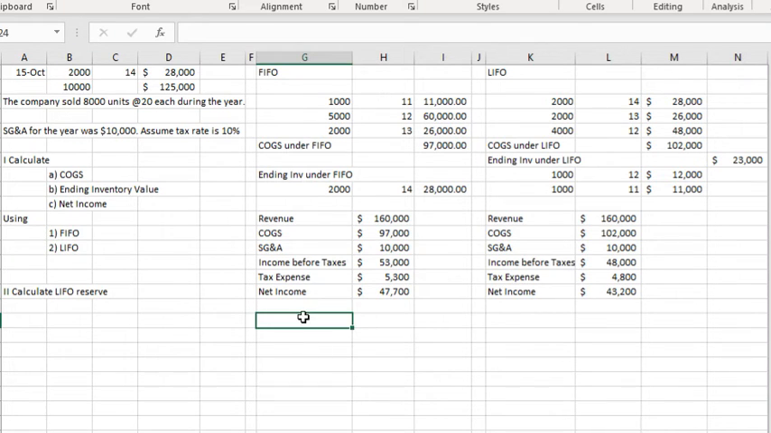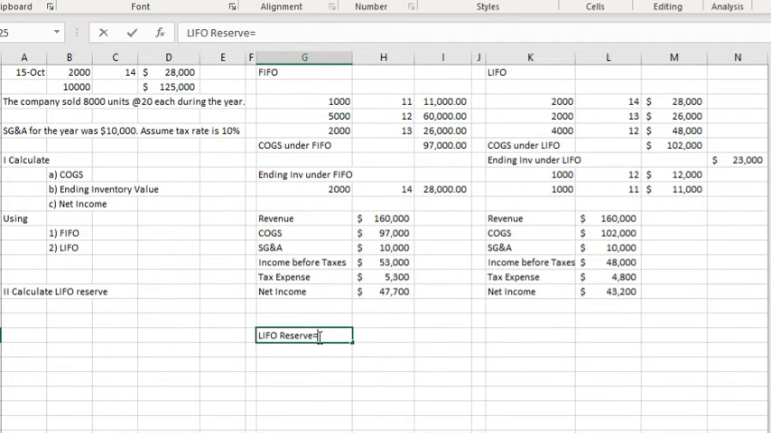Hi everyone. In this video I'd like to introduce you to the concept of LIFO reserve. LIFO reserve is used when we are trying to compare companies that are using FIFO versus companies that are using LIFO. As we've seen in the previous videos, different inventory valuation methods are going to give us different results. In order to make an apples to apples comparison, we need to convert companies that are using LIFO to FIFO, so we have a fair base of comparison. And the tool for that is called LIFO reserve.